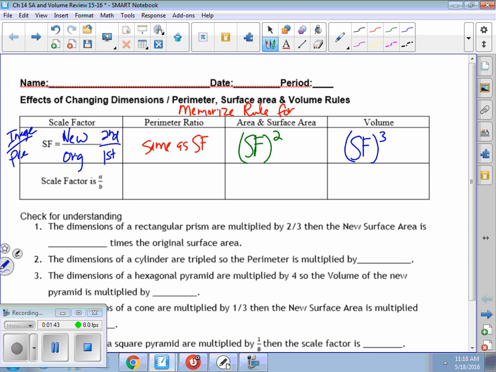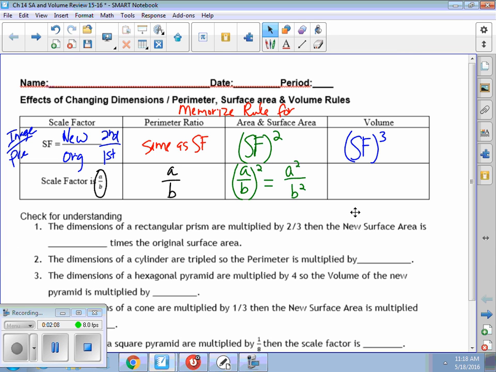So if I give you a scale factor of A over B, this is my scale factor, my ratio, A over B. For the perimeter ratio, it will be the same, A over B. For the area and surface area scale factor, you take that A over B, whatever it is, and you square it. The way you do that is you square the top and you square the bottom: A squared over B squared. For volume, take whatever the scale factor is, which is A over B, and you cube it. So you cube the top and you cube the bottom: A cubed over B cubed.